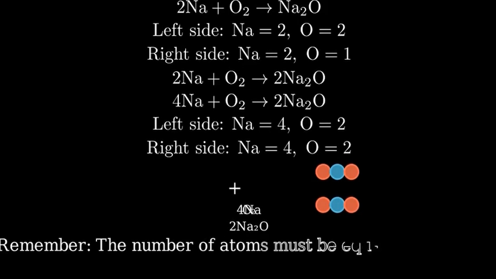And that's how we balance the chemical equation for the reaction between sodium and oxygen to form sodium oxide. Remember, the key is to make sure the number of atoms for each element is the same on both sides of the equation.